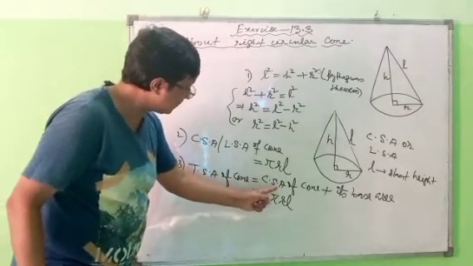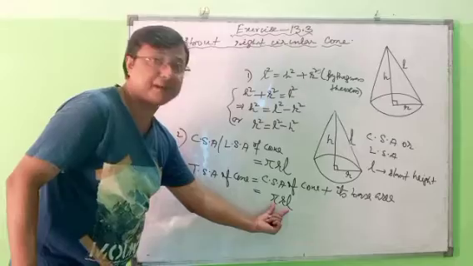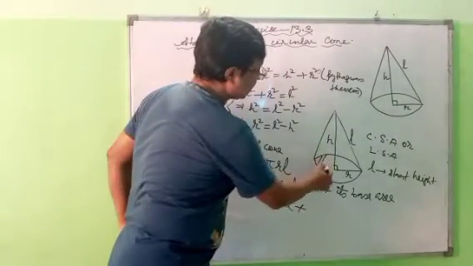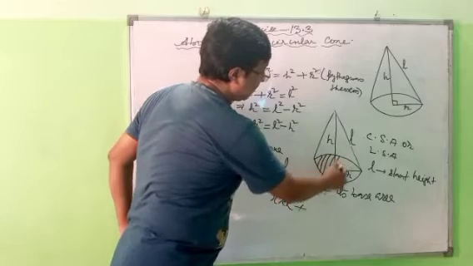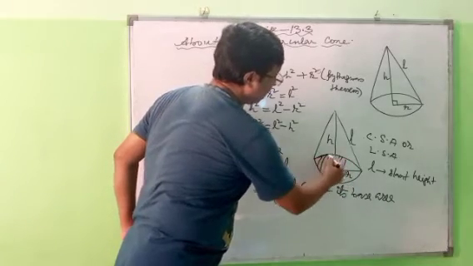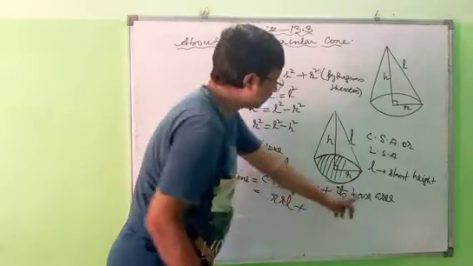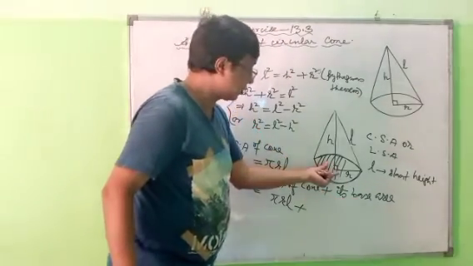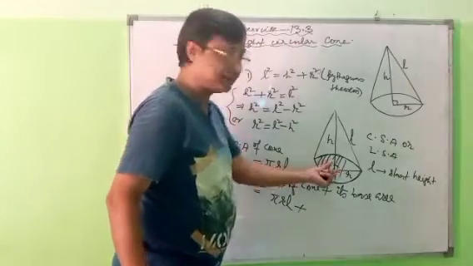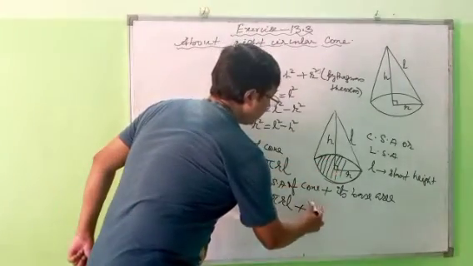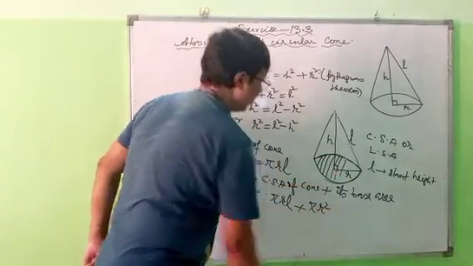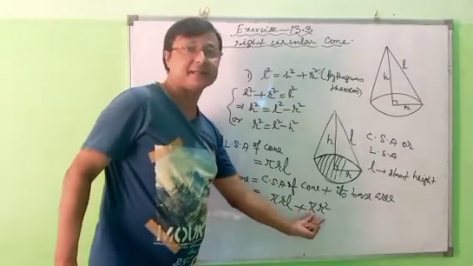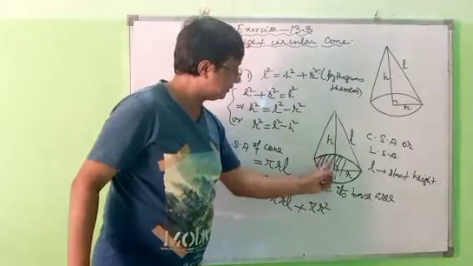So the curved surface area of the cone is given by pi r l plus the base area. This is called the base. There is a circular part. This is the base area, the area of this circle. The area of the circle is given by pi r square, which we have studied in class 7 and 8. This is the formula for the area of the circle.